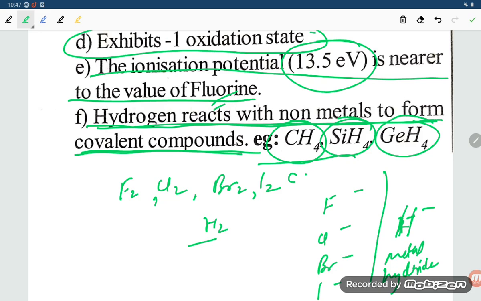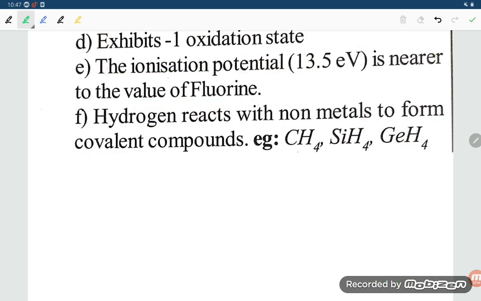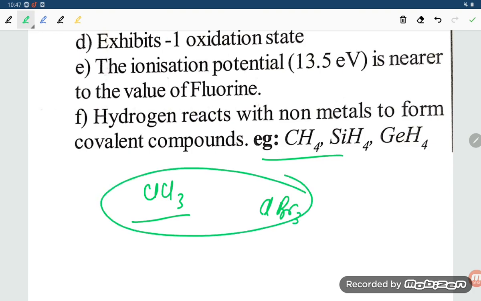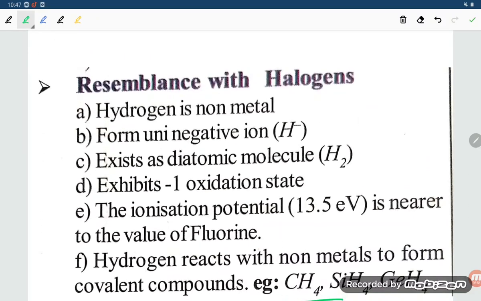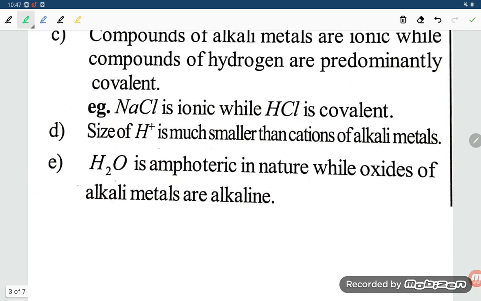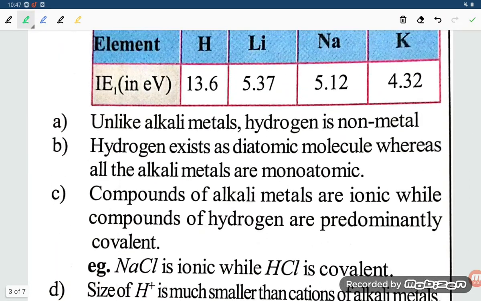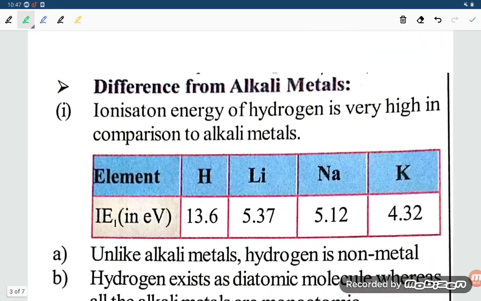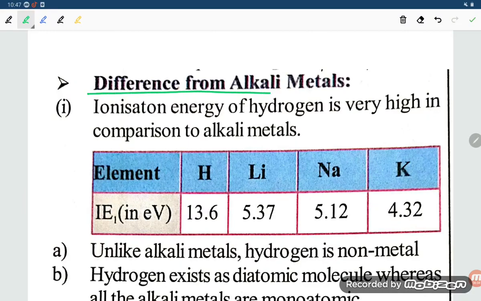If you talk about the halogens, they also form covalent compounds, students. CCl4 is a covalent compound, and ClBr3 is also a covalent compound. So they all form covalent compounds, whether hydrogen or halogen. So hydrogen resembles the halogens in properties.